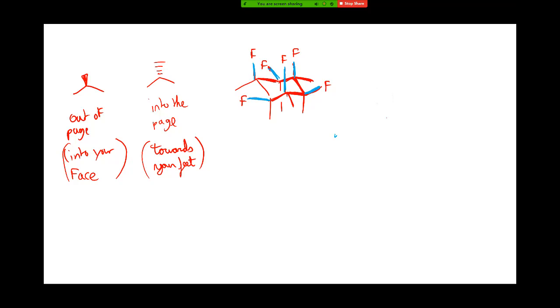So blue lines are on top of the red ones. The blue lines are on one side of the cyclohexane. The red ones are on the other side of the cyclohexane, not on the downside. So the blue is the up, the red is the down. So when we want to convert that into a hexagon, everything on the blue is coming out of the plane towards us, which in this case is 6 fluorines.